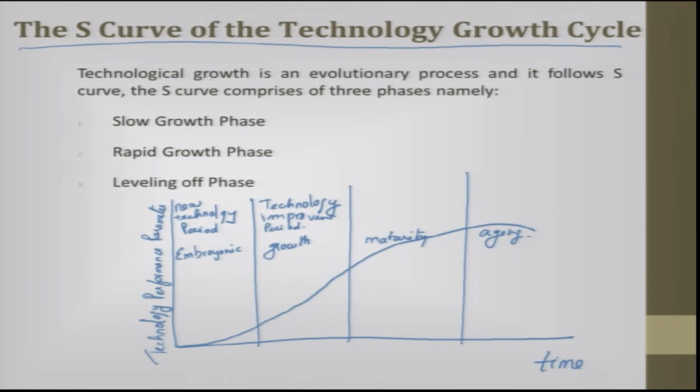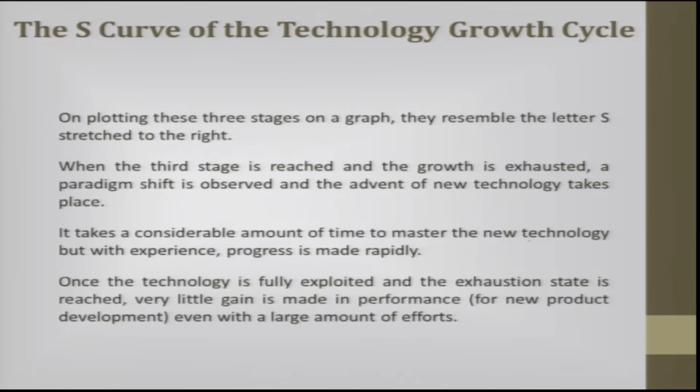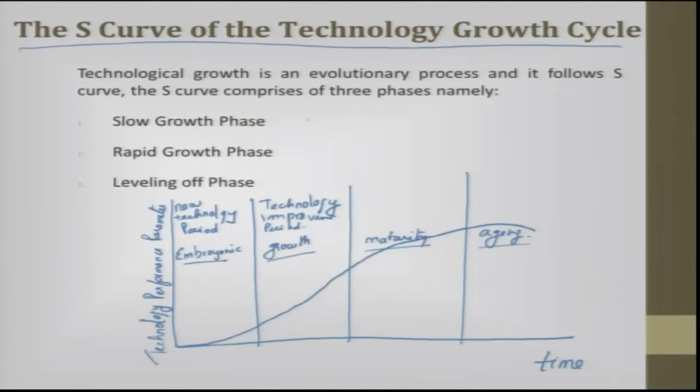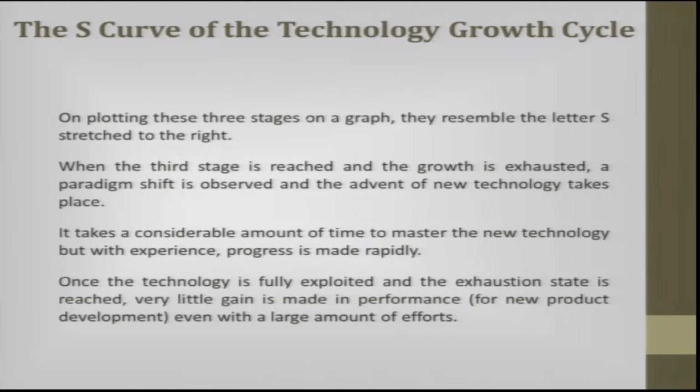This curve, people say it is an S curve because it looks something like an S. So, the technology curve is an evolutionary process and it follows an S curve. The S comprises 3 stages, but here I have given 4 stages. One is the slow growth phase, the rapid growth phase, and the leveling off phase. Generally what happens? Embryonic, growth, maturity, and aging. All these things come into existence. On this plot there are 3 stages, here I have given 4 stages, but generally maturity will be the 3rd stage and we stop.